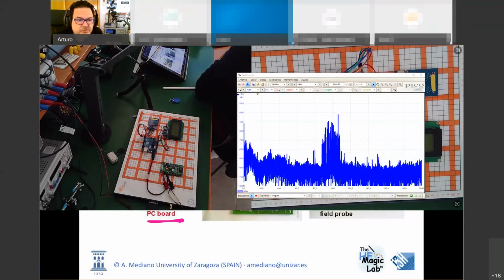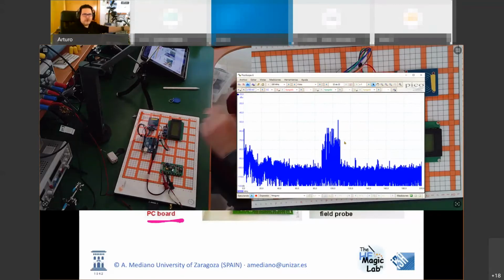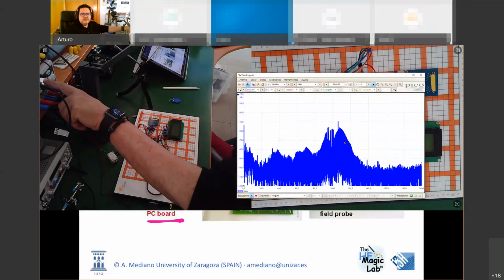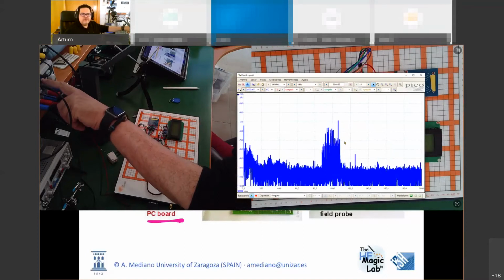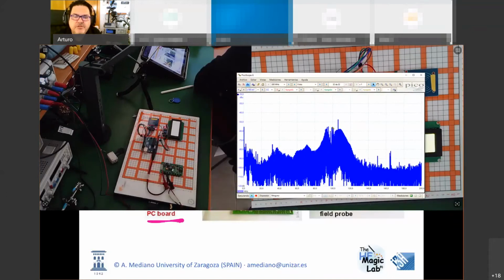If I go here to, for example, 100 millivolts per division, you can see what happens if I switch on my product. Okay, you can see that I have a very broadband emission. I switch off, I switch on. So consider that I am creating a strong emission around the FM band. And I am very worried because this level is over the limits of my regulations, okay? This is the general setup.